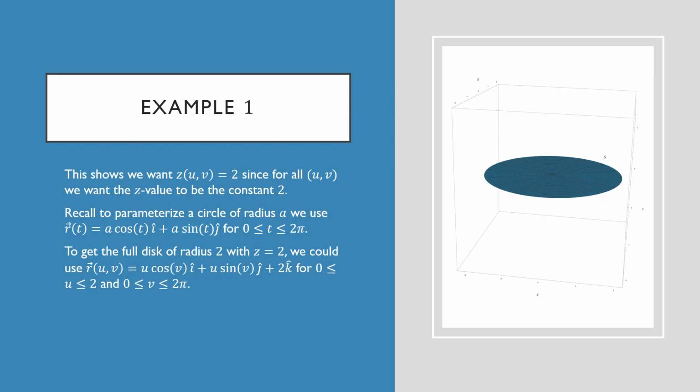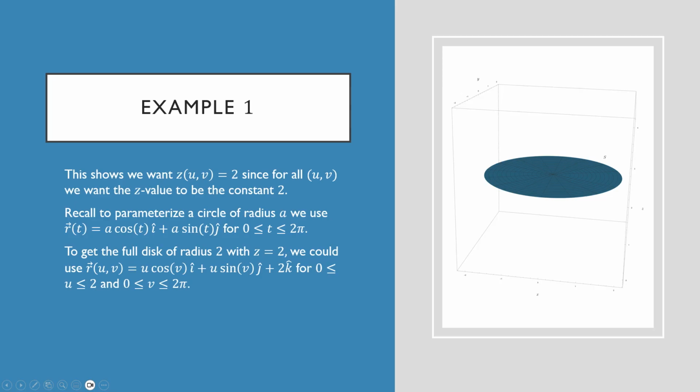So think of that u there, that's our radius of the circle, and that's changing. So my u goes between 0 and 2 to get all of the circles between radius 0 and 2, and my v goes between 0 and 2 pi to get all of the possible angles. And of course we already said the z value is going to be 2. So that gives me the parameterization of the entire disk there.